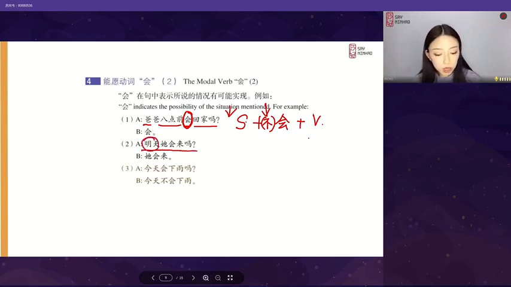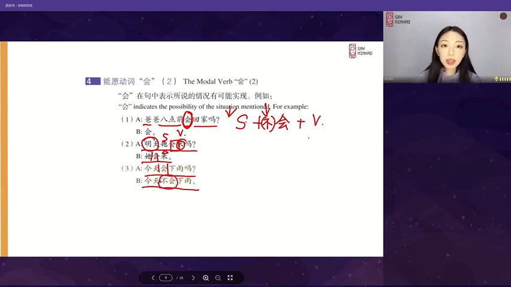Next one, 明天他会来吗? Tomorrow, time word here at the beginning. 他会来吗? She. And then we can see here is a 会, the modal verb, and 来, come, the verb. So will she come? It is talking about the possibility of her coming here, right? 会来, come or not. And the answer is 她会来, she will come. Okay, next one. 今天会下雨吗? Today, will it rain? 会. Talking about the possibility of raining. And 不会下雨. No, it won't. 不会, the negative form of it.